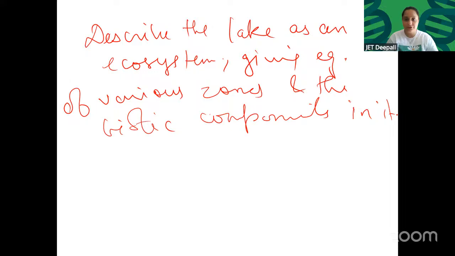See, we need to understand the three zones: littoral zone, limnetic zone, profundal zone of the lake ecosystem. And we need to write about these zones and the biotic components in them. The question is asking for the various parts covering the whole lake ecosystem. Okay, so we'll do this part in our next class.